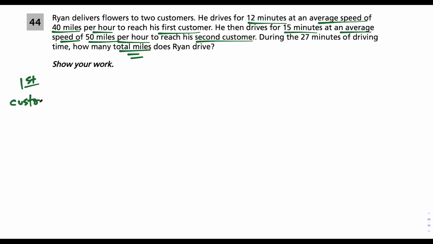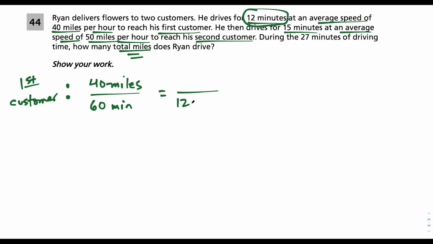So let's think about the first customer. For the first customer, Ryan drove 40 miles per hour. But instead of writing per hour on bottom, I'm going to say 1 hour is 60 minutes. Now, I'm writing the hour in the form of 60 minutes because we're told that he drove for 12 minutes for the first customer. So when I set up the proportion here, I'm going to put the minutes on bottom. We have 12 minutes. I want the units of time to match because that's what allows us to actually set up a proportion. And on top, the units have to match these units in terms of miles.